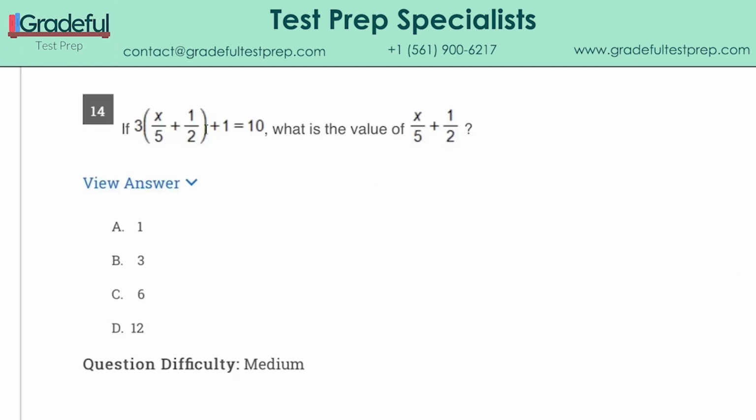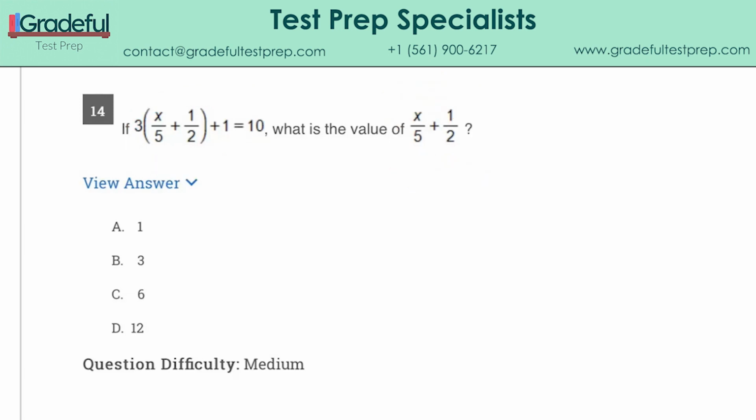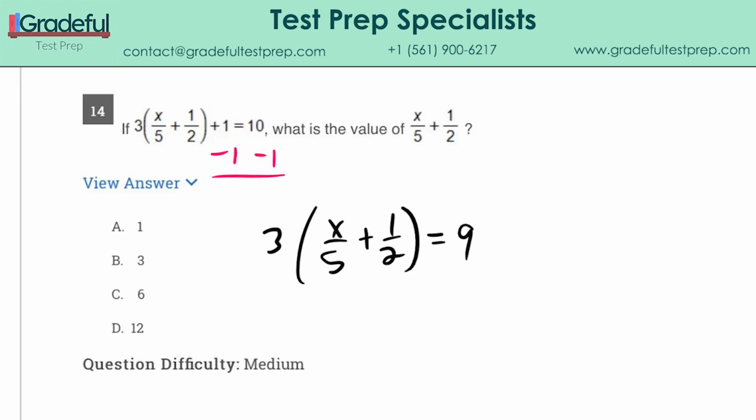Question 14 is a corralling question where the SAT is not just necessarily trying to make you get it wrong, they're trying to get you to waste some time here. So how can we get from what we're given in blue to what we're looking for in orange with the least amount of effort? Little by little, we could maybe take away that 1 from both sides, and that would give us 3x over 5 plus 1/2 equals 9.